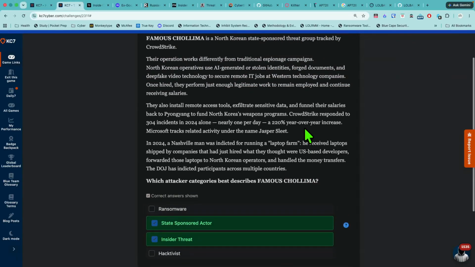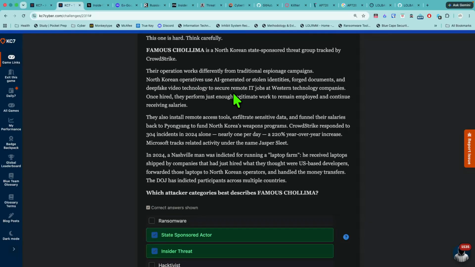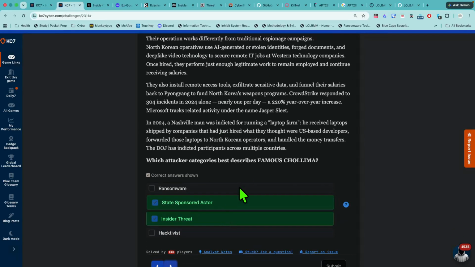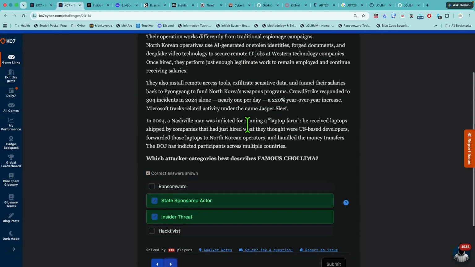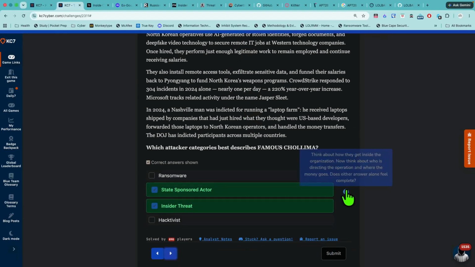So we got, yes, North Korean state-sponsored. So we got state-sponsored actor, and once they secure remote IT jobs and are hired, they perform the legitimate work, but they do other stuff from North Korea. So insiders, right? Yes. We have a hint. Think about how they get inside the organization. Now think about who is directing the operation and where the money goes. Does either answer alone feel complete? We got a hint.